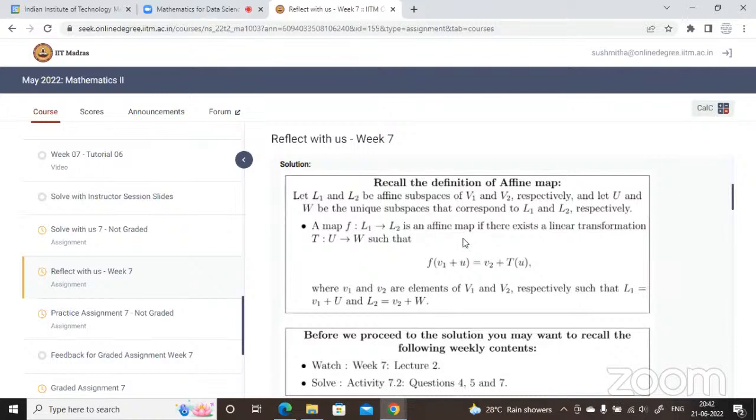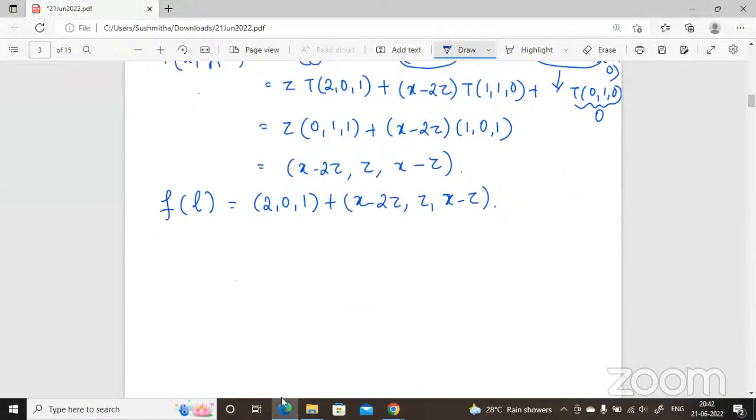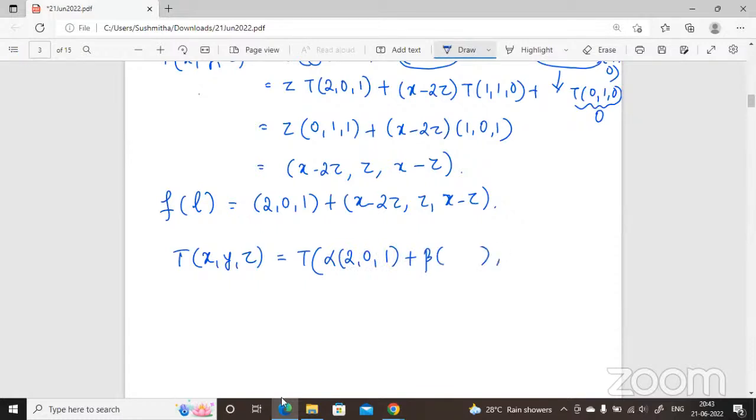So why are you finding x, y, z in terms of linear transformations? Linear transformation of the basis vector of U? No, you want to find T of x comma y comma z. I know that x comma y comma z can be written in terms of the basis elements: alpha times this, beta times something, plus gamma times something. These are my basis elements.